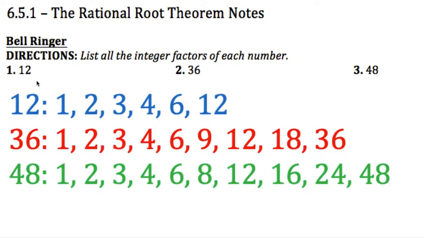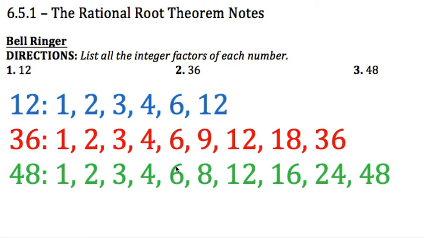So for 12, some integer factors are just numbers that we can multiply to get 12. So 1 times 12 gives you 12, 2 times 6, 3 times 4. For 36: 1 and 36, 2 and 18, 3 and 12, 4 and 9, and 6 and 6. You don't have to list 6 twice because it's already listed there. And then 48 is listed there. I'm not going to read all those off. And again, like I said, that's one of the main things that you need to be able to do.